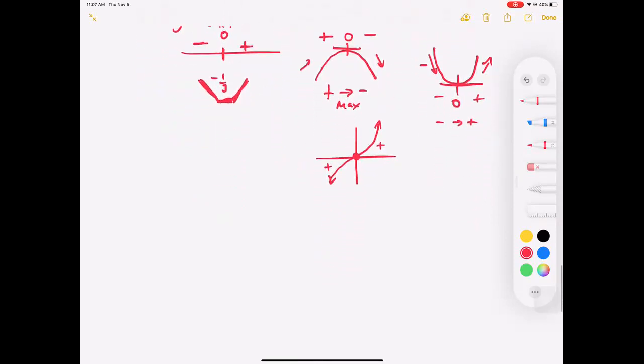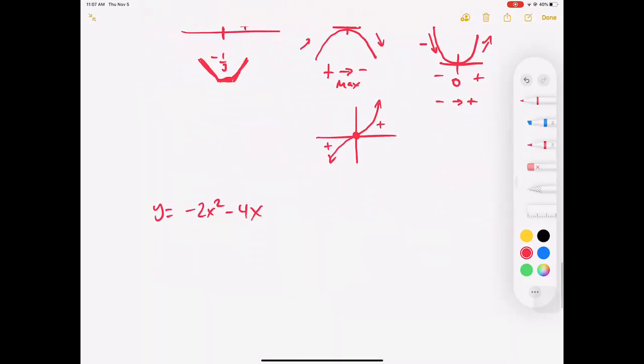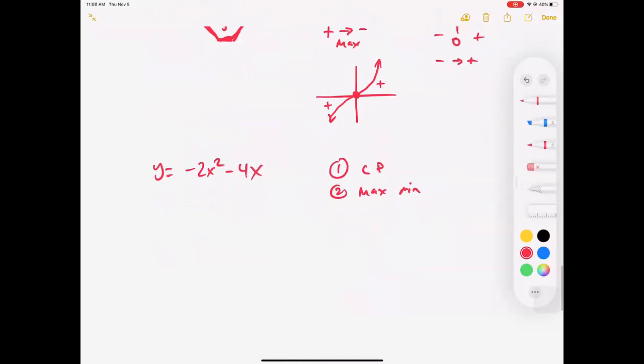Now, if I give you another problem, let's do another stupid problem. y is equal to negative 2x squared minus 4x. Let's just do this problem quickly. Find me the critical point first, and then tell me if it's a maximum or minimum. Critical point, then max or min. Okay, so go ahead and take the derivative, and then set that to 0.